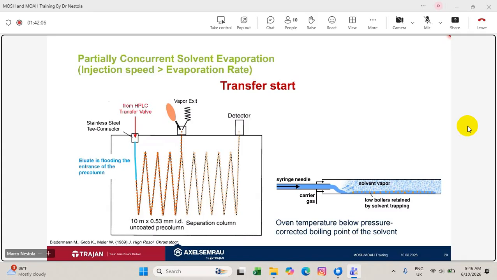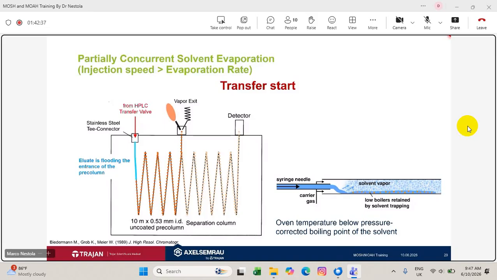So what happens first is this solvent vapor exit valve has two positions. The first one is open, so just an open exit. And the second position is basically closed. For now, just consider it closed. In reality, there is a capillary with a very small waste gas flow. But it's basically just closing for now.